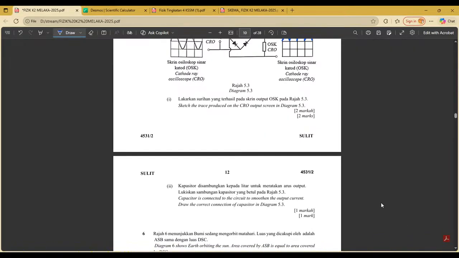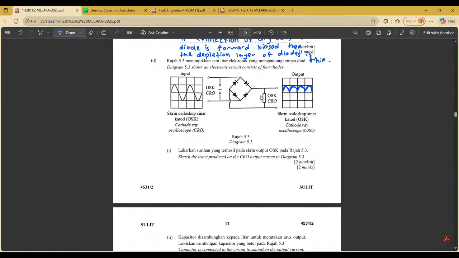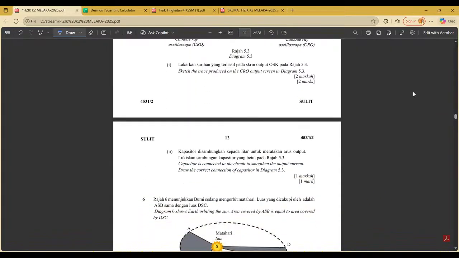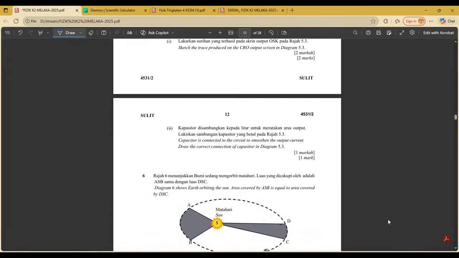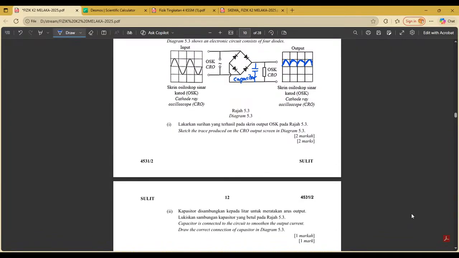Capacitor is connected to the circuit to smoothen the output current. Draw the connection of capacitor in diagram 5.3. Doesn't tell us to draw it on the output, right? Yep.